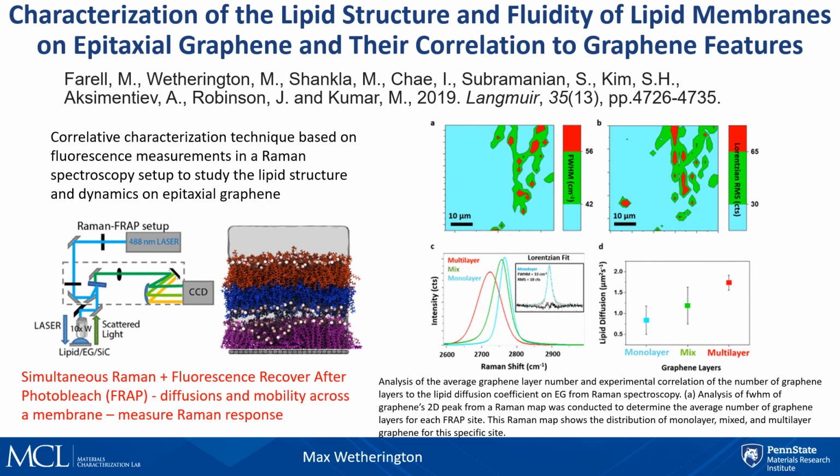So this experiment was done with simultaneous Raman and fluorescence recovery after photobleaching. So they used a confocal microscope with Raman capabilities, a correlative characterization technique based on fluorescence measurements in a Raman spectroscopy setup, to study the lipid structure and the dynamics of an epitaxial graphene. So this paper was published from the Robinson lab in 2019.